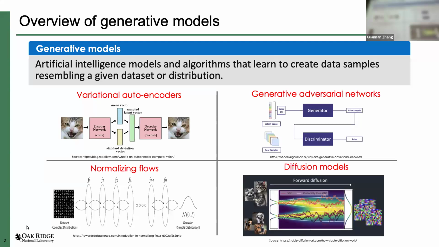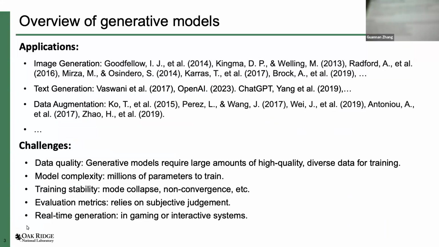But what is our perspective? Here is a simple overview of applications of generative models, including image generation, text generation, and data augmentation. But there are also a lot of challenges associated with generative models in accomplishing those tasks. Our perspective is different from the traditional tasks of using generative models, because in those settings, for example in image generation, they care about the quality of each individual sample as an image. They care about quality, meaning the realism and the diversity of the generated samples.